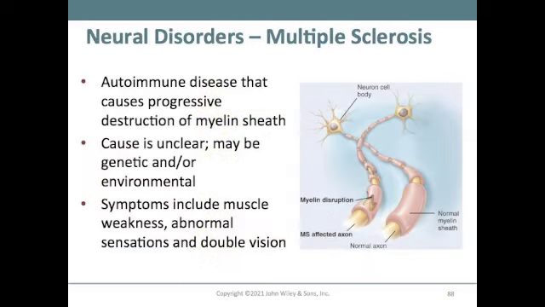Neural disorders, multiple sclerosis. So multiple sclerosis is an autoimmune disease that causes progressive destruction of the myelin sheath. Its cause is unclear, may be genetic or environmental. Symptoms include muscle weakness, abnormal sensations, and double vision.